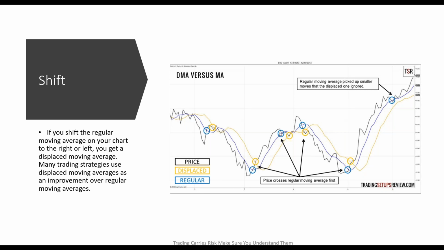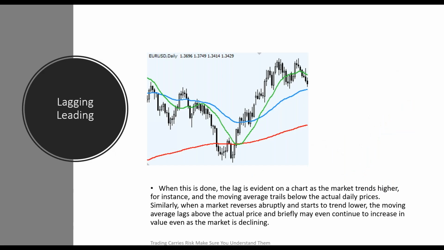So if you shift the regular moving average on your chart to the right or to the left, now to the left is moving it backwards. I don't know anybody who's ever used this. I don't know any strategy that's combined it together, but you have the ability to shift it backwards instead of forwards. Many trading strategies display moving averages as improved over regular moving averages.